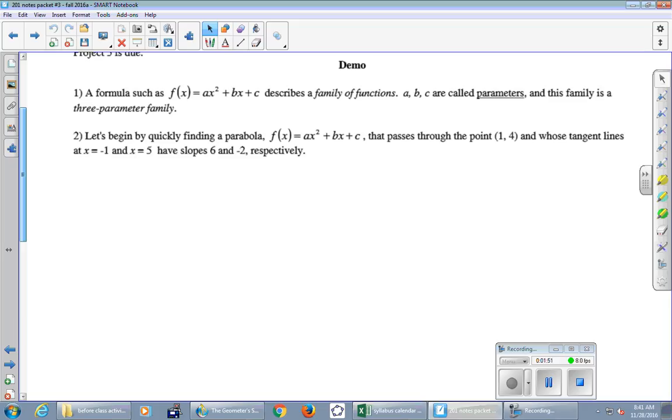So number 2, we're going to find a parabola that passes through the point (1, 4). So first of all, how many parabolas can you imagine that pass through the point (1, 4)? Infinitely many, right? Lots and lots of parabolas pass through this one point.